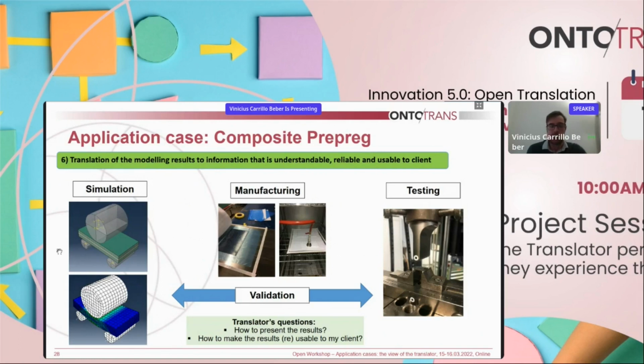client. So for instance, in this case, the simulation, modeling, and testing. If you see here, the simulation has the same geometry as the testing using manufacturing, and then the manufacturing as well. So there's the manufacturing, the testing, and the simulation, and then a validation between testing and simulation. And then at this step, a translation question might be how to present the results and how to make the results reusable to my clients. What happens if the client changes one of the resins or changes the prepreg? What would happen?